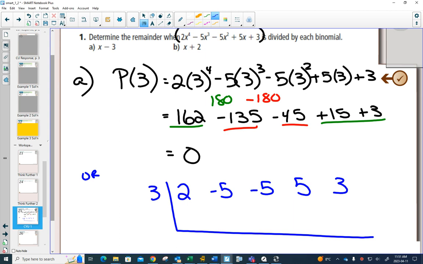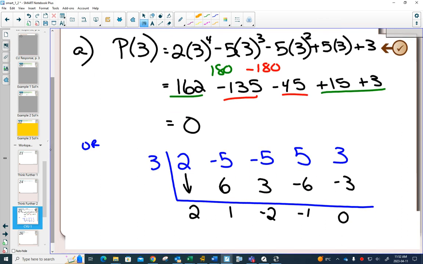Then synthetic division says, bring the first number down, multiply, get 6, and add 1. Multiply, get 3, add negative 2. Multiply, get negative 6, add negative 1. Multiply, get negative 3, add, get 0. There's our remainder.